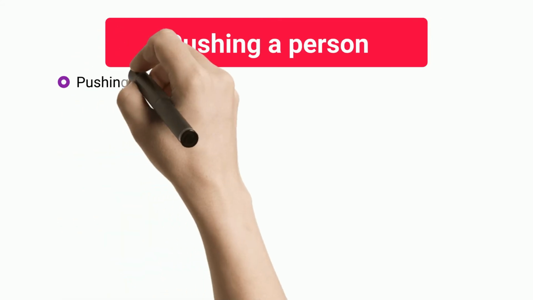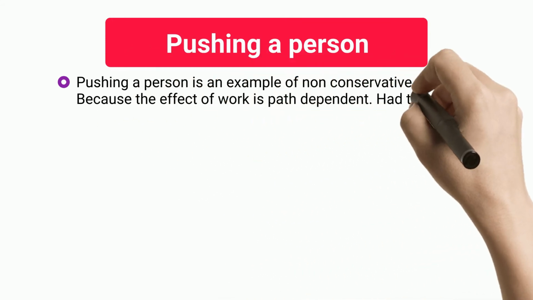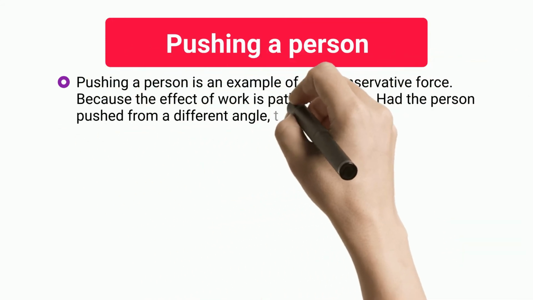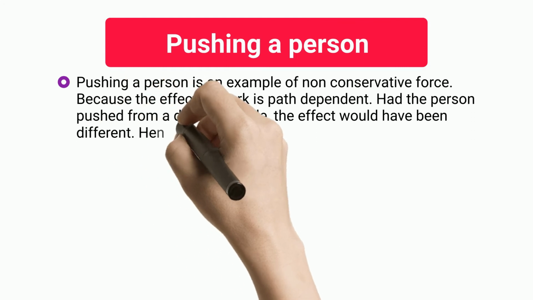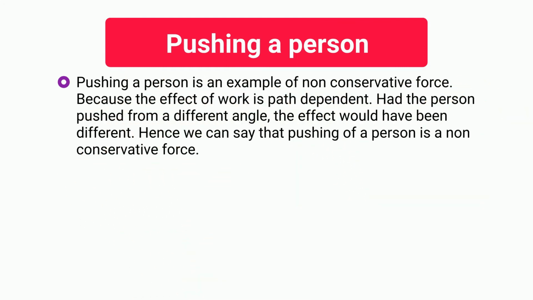Pushing a person. Pushing a person is an example of non-conservative force, because the effect of work is path dependent. Had the person been pushed from a different angle, the effect would have been different. Hence we can say that pushing of a person is a non-conservative force.